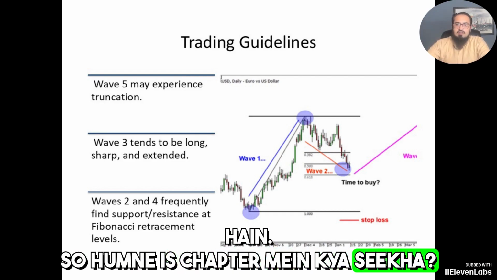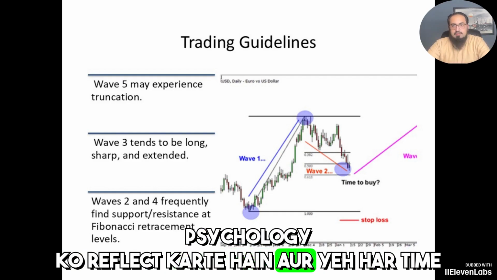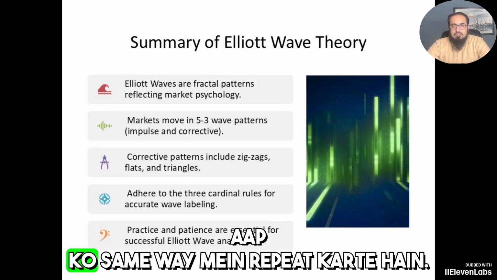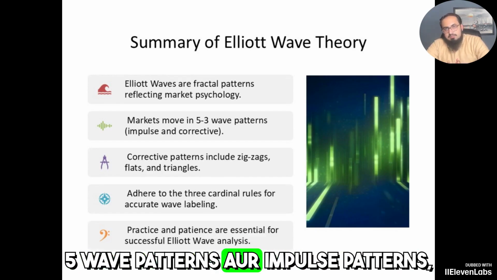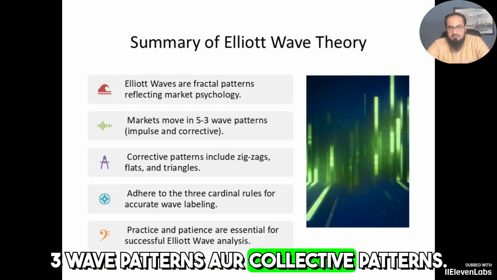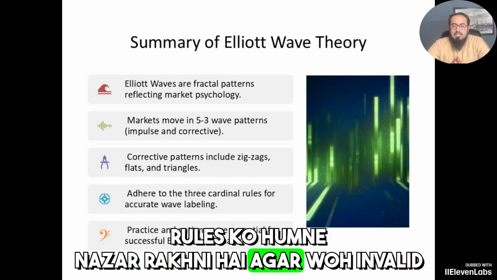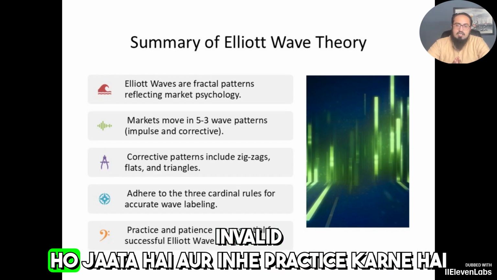So what did we learn in this chapter? There are repeatable patterns that reflect market psychology, and they repeat themselves in the same way on every time frame, from centuries to minutes. The market moves in a 5-3 wave pattern: a 5-wave impulse pattern and a 3-wave corrective pattern. In corrective patterns, there are zigzags, flats, and triangles, and we have to keep an eye on the 3 cardinal rules, and if they become invalid, then move. Execute the 5-wave pattern; if it becomes invalid, you have to practice them and be patient with it.